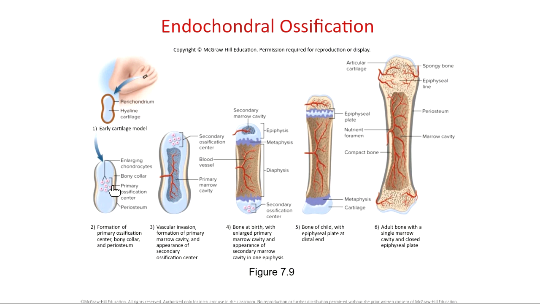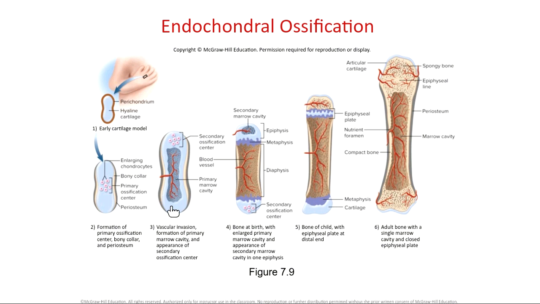So here in our second stage, we're seeing the primary ossification center develop in the middle. We're seeing the development of a bone collar around that, to the sides of that. And then we're going to see a conversion of the perichondrium into periosteum.